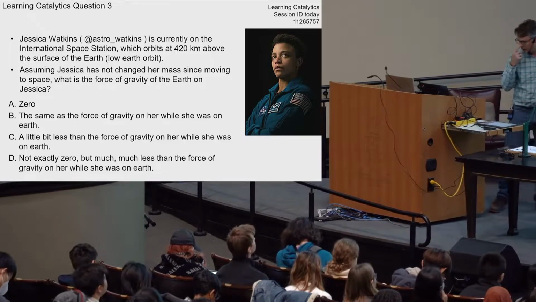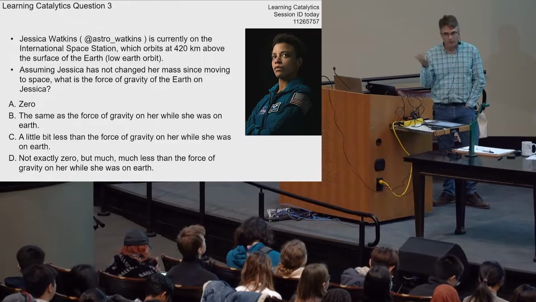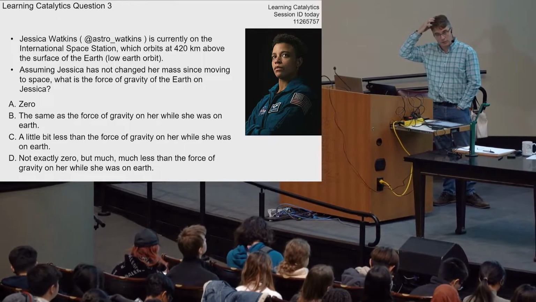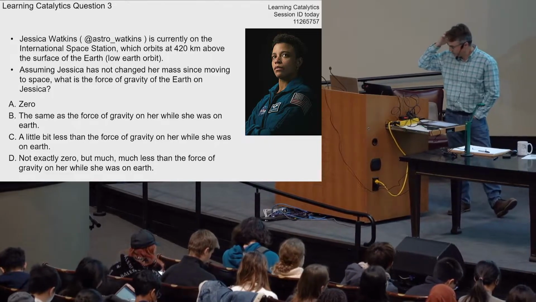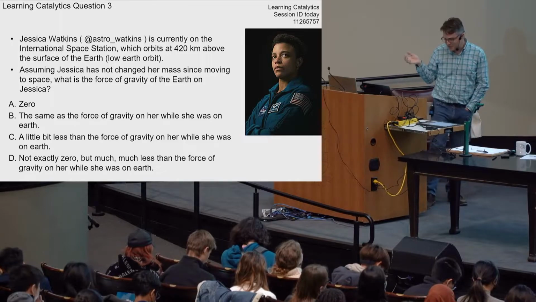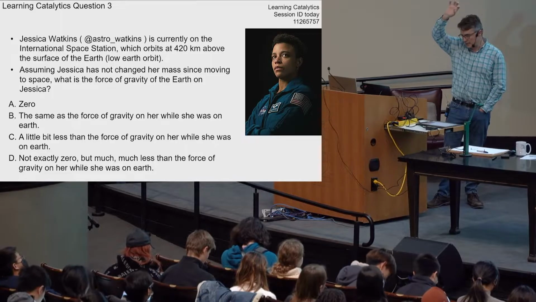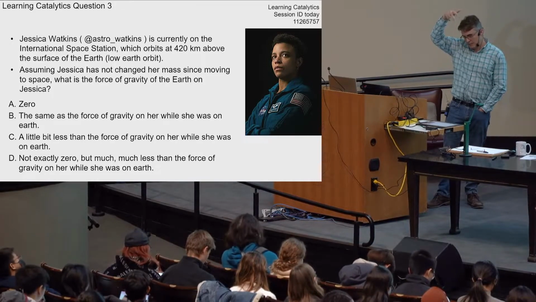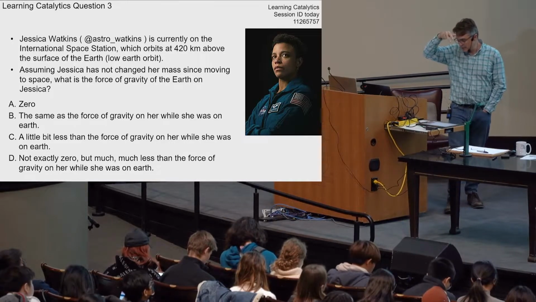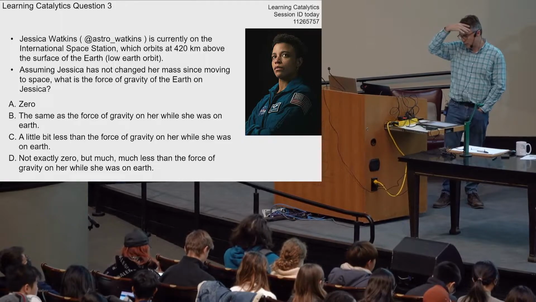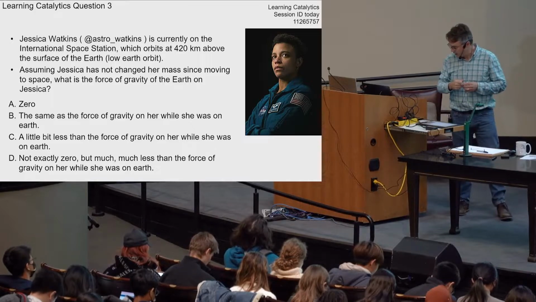Jessica Watkins, there's her Instagram, is currently on the International Space Station, which orbits 420 kilometers above the surface of the Earth. This is called low Earth orbit, where a lot of things that we launch are sitting. Assuming Jessica has not changed her mass since moving to space, what is the force of gravity of Earth on Jessica? Is it A, 0, B, the same as the force of gravity on her was when she was on Earth, C, a little bit less than the force of gravity on her while she was on Earth, or D, not exactly 0, but much, much less than the force of gravity on her while she was on Earth?